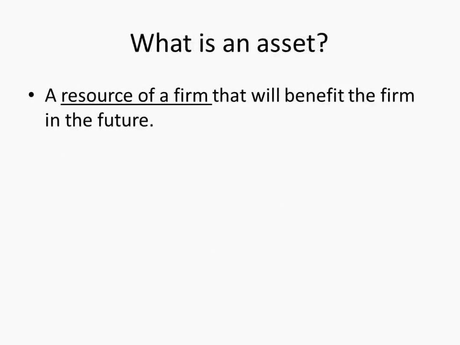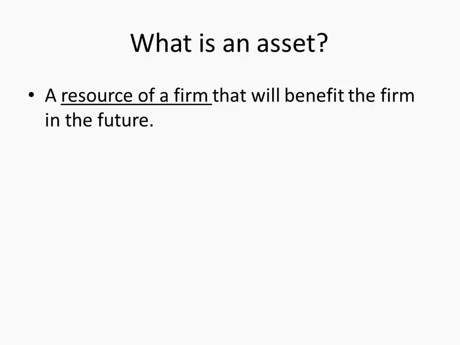So anyway, what is an asset? Definition: an asset is a resource of the firm that will benefit the firm in the future. Let's name some assets and think of how they fit into the definition. Cash. You have cash. It's a resource of the firm. It will benefit you in the future.